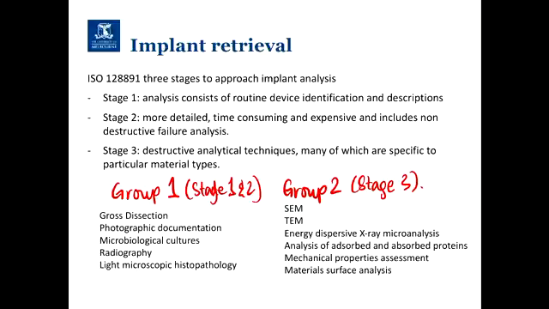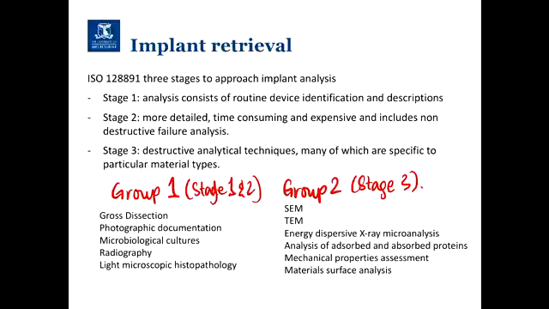A lot of the tests here, particularly in group 2, look quite similar to the tests that you may put your device or your material through when you're doing your preclinical testing. So you might do SEM analysis to look at morphology, depending on what the application is, if it goes through blood, or if it gets implanted.